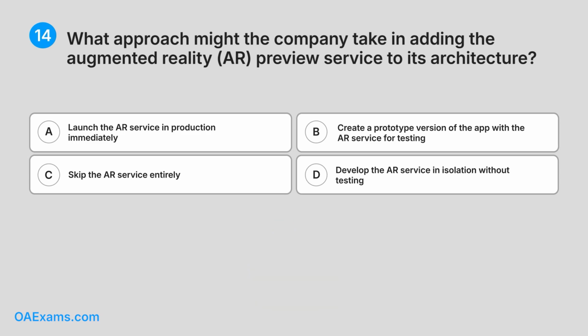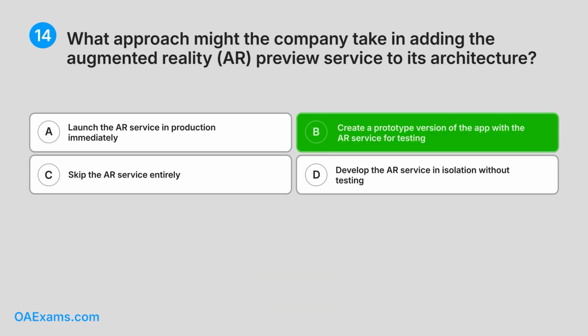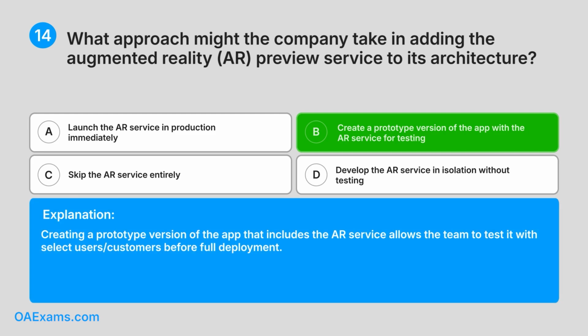Correct answer: B. Explanation: Creating a prototype version of the app that includes the AR service allows the team to test it with select users or customers before full deployment.